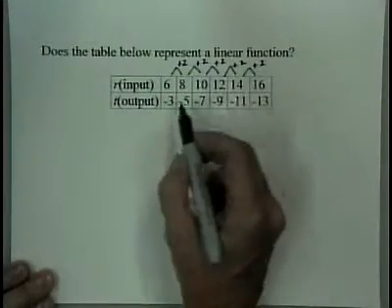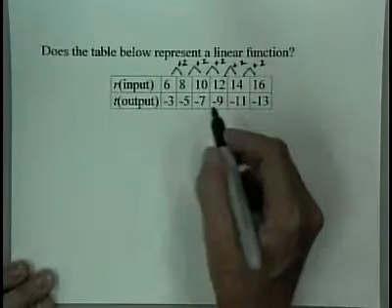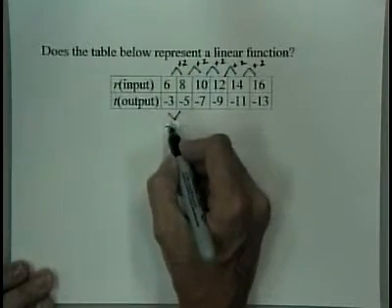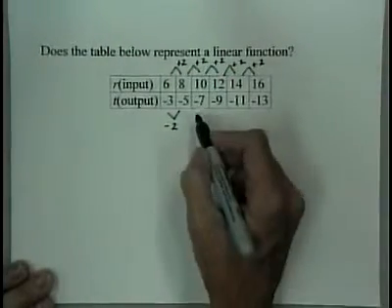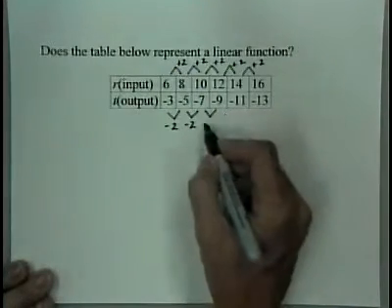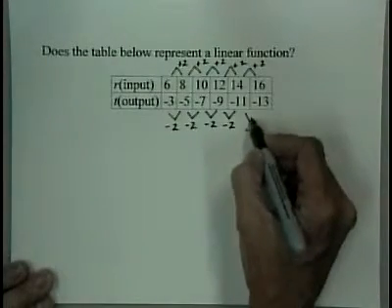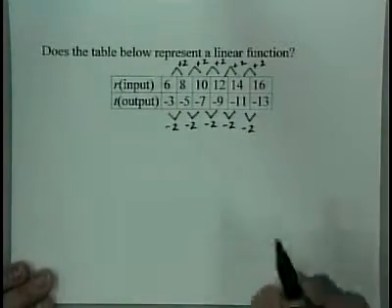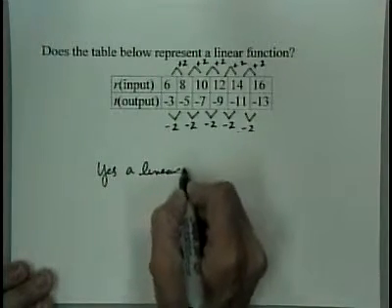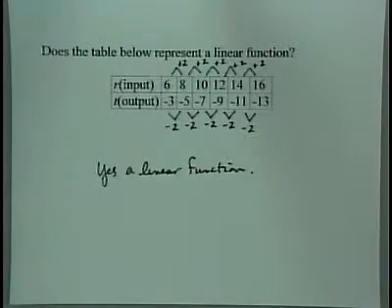Now, do those equal steps produce equal steps in the dependent variable values? Well, let's see. To get from -3 to -5, I subtract 2. To get from -5 to -7, I subtract 2. Between here, there is a -2, and another -2, and another -2. So this is a linear function according to our description. Let's try another.